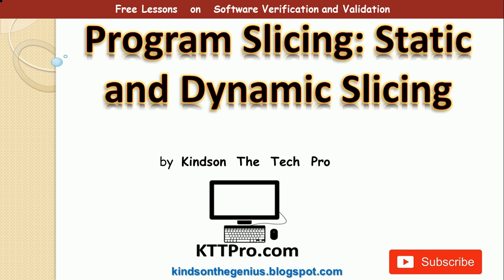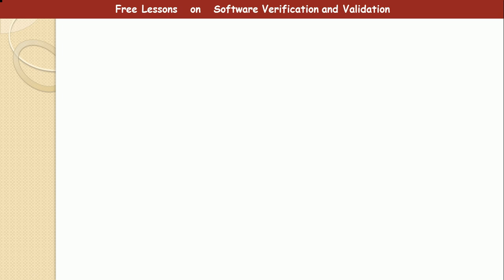Remember that program slicing has to do with checking the source code to know what part of the program affects another part of the program. This is normally used in software verification and validation, especially during the maintenance phase. Alright, so let's demonstrate. I think it's going to be clearer when we demonstrate how this works. So let's begin with static slicing.